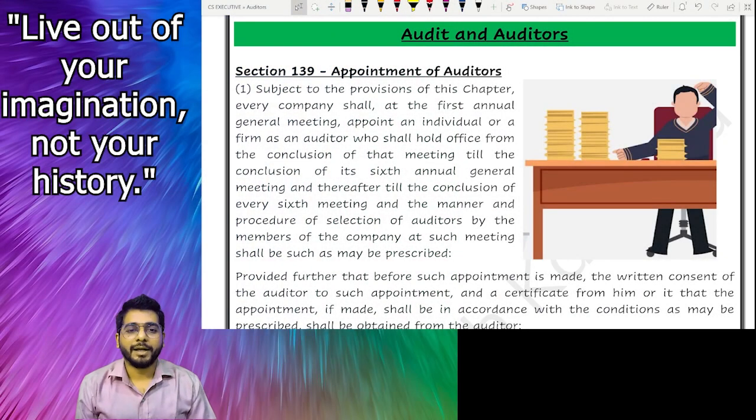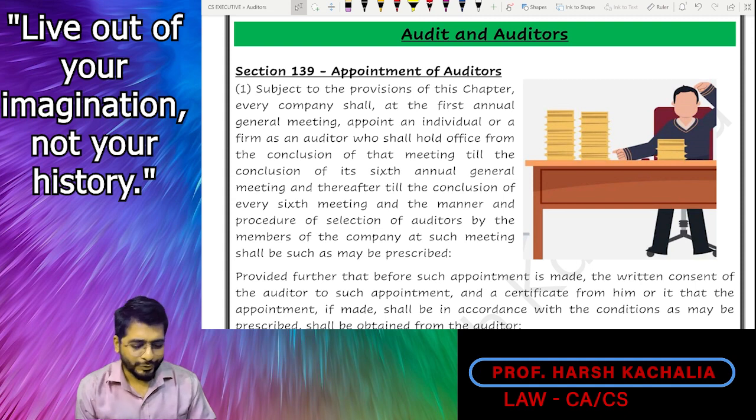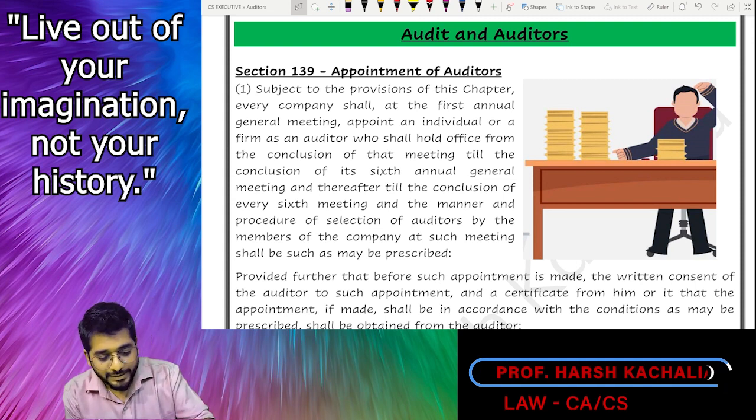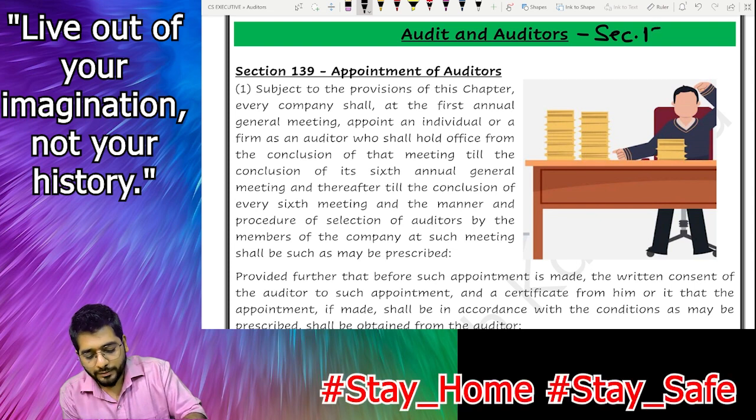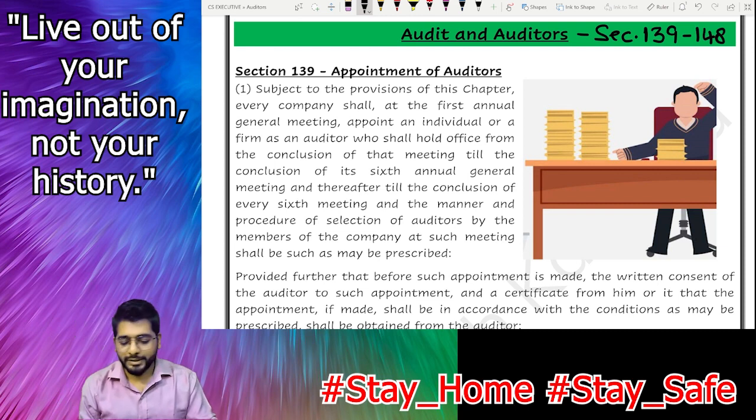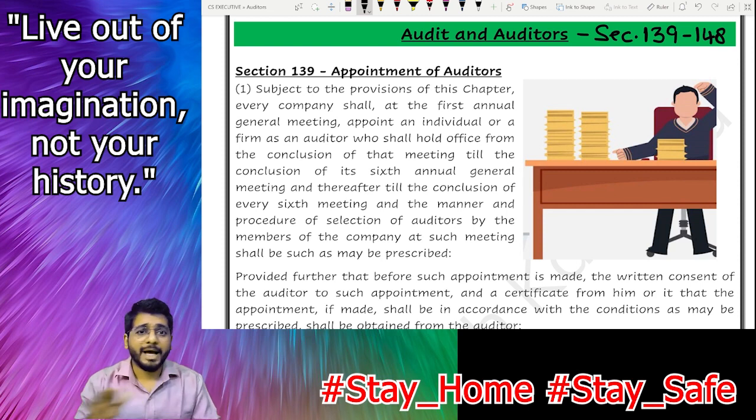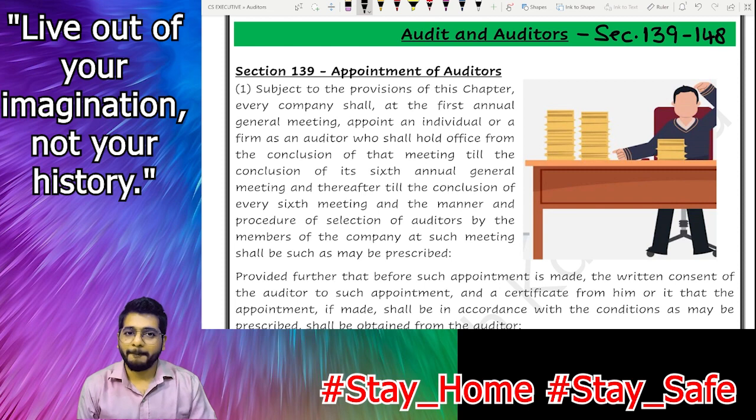So my dear guys, we are talking about the chapter audit and auditors. You also call it company audit. This chapter starts from section 139 to 148. That is how long this chapter is. Okay, 139 to 148. And that is the last. Because from 149 onwards, your CA final syllabus begins.